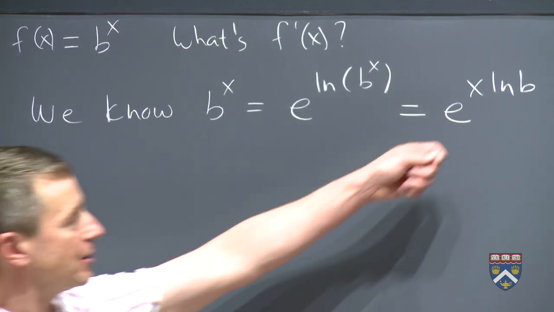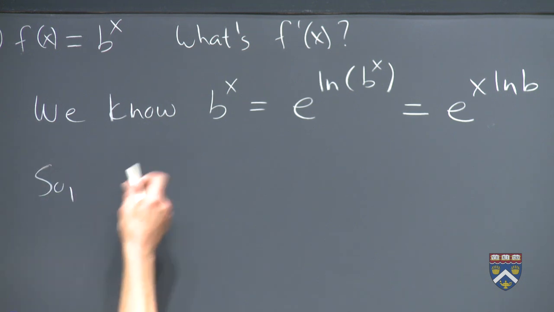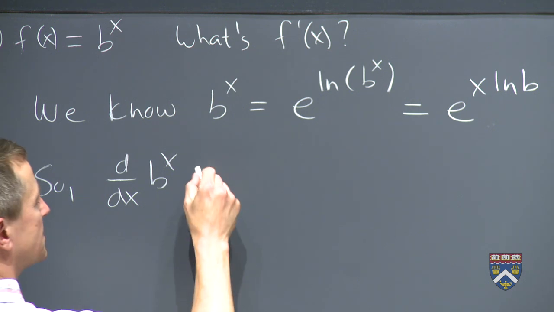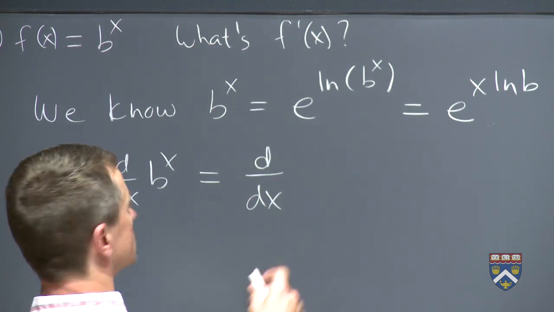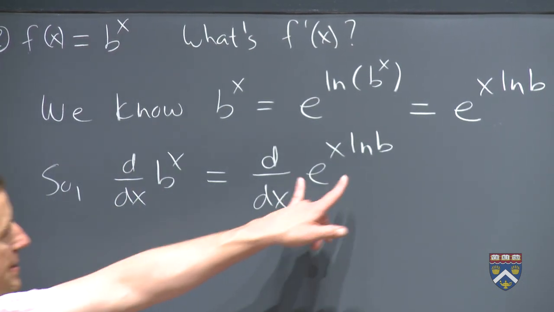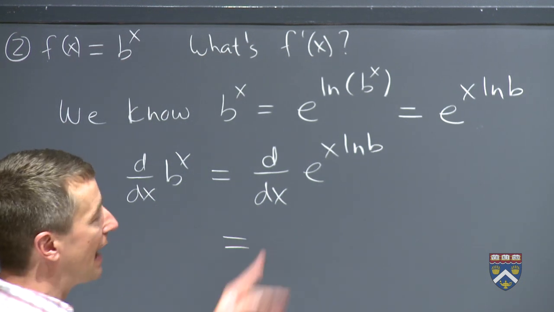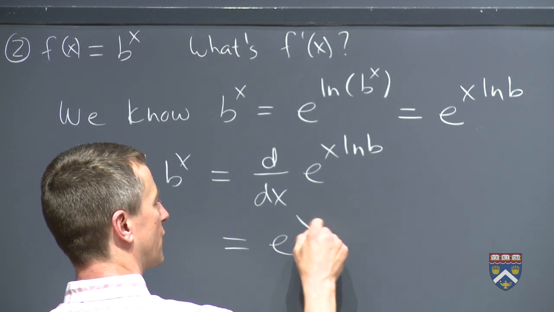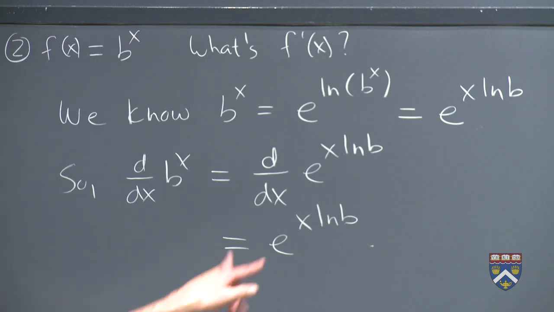And the nice thing is that I know how to take the derivative of this using the chain rule. So the derivative of b to the x must be the same as the derivative of this thing. Right? Because writing this is just a different way of writing b to the x. Now we've got e to the something. What's the derivative of e to the something? I hope by now we're all just saying, of course, it's e to that same something. And then the chain rule says we have to take the derivative of the inside function.